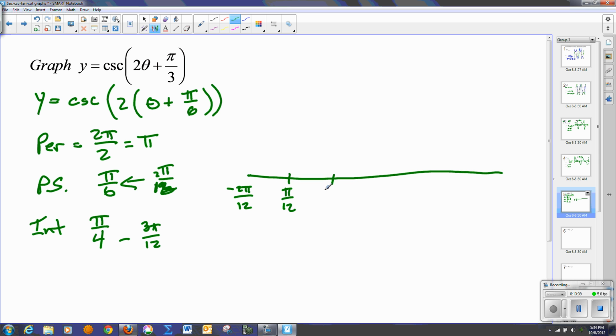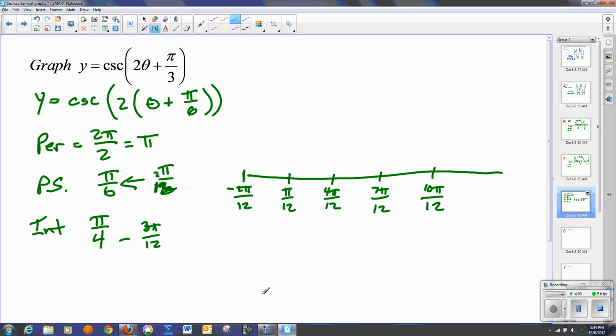Add 3 more to that, I get 4 pi over 12, 7 pi over 12, and 10 pi over 12. We said our period was pi, so there should be 12 pi over 12s between the start and the end, and there is. Great, I can graph one period of cosecant now in this period of time.